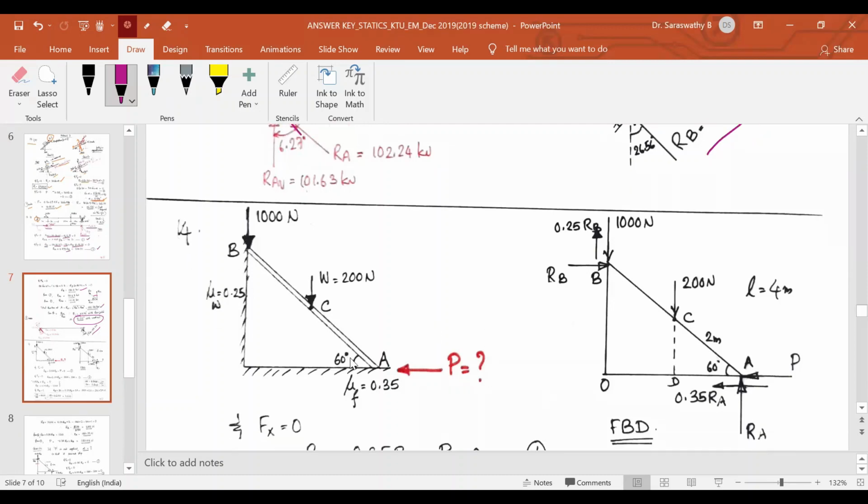A ladder, it is leaning against a wall. It's taking an angle of 60 degrees. The length of the ladder is given as 4 meters. In addition to its weight, its self-weight is 200 Newton. It acts at the center. An additional weight of 1000 Newton is at the top, at the point B. The coefficient of friction between the wall and the ladder is given 0.25. Coefficient of friction between the floor and the ladder is given 0.35. So these are the given data.